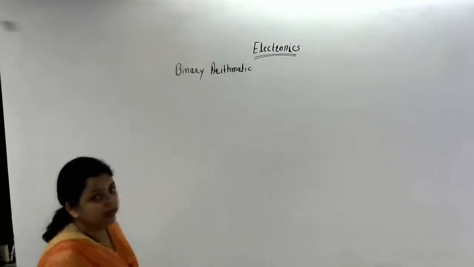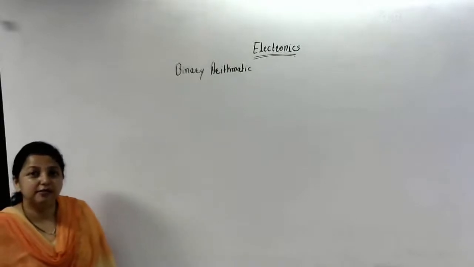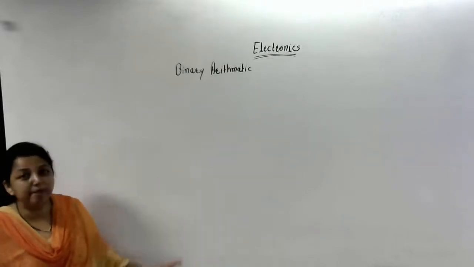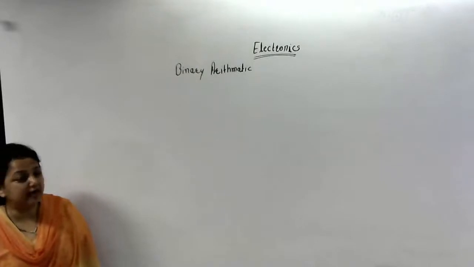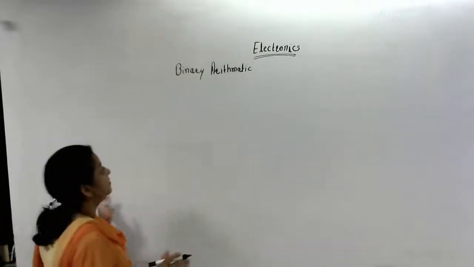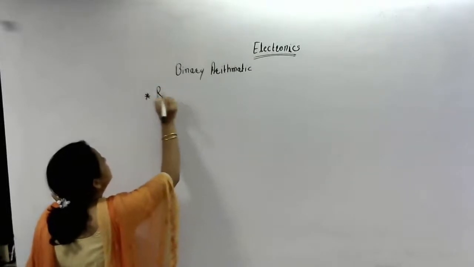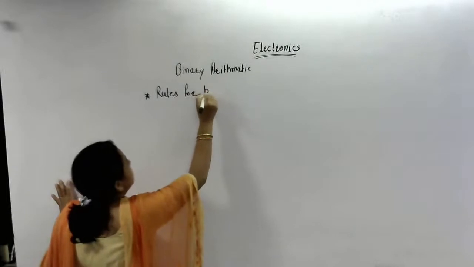In our last lecture, we understood the rules for binary addition, and we performed some examples of binary addition. There are a total of 5 rules for binary addition. Now we start binary subtraction. Write down the heading as rules for binary subtraction.